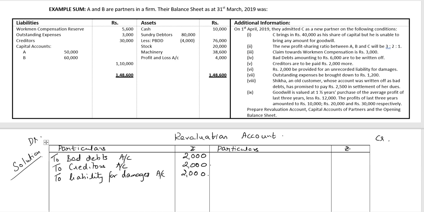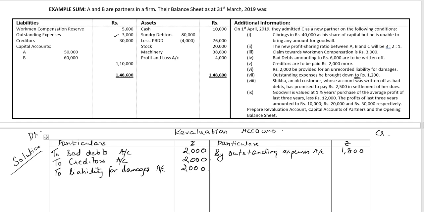The seventh point, outstanding expenses is to be brought down to rupees 1,200. The word to means from the figure of 3,000 rupees, we need to bring it down to 1,200 rupees. So we are reducing the outstanding expenses by 1,800 rupees, which is rupees 3,000 minus 1,200. So reduction in liability by outstanding expense account 1,800 rupees.